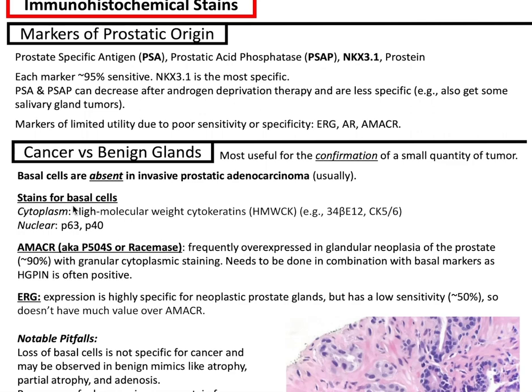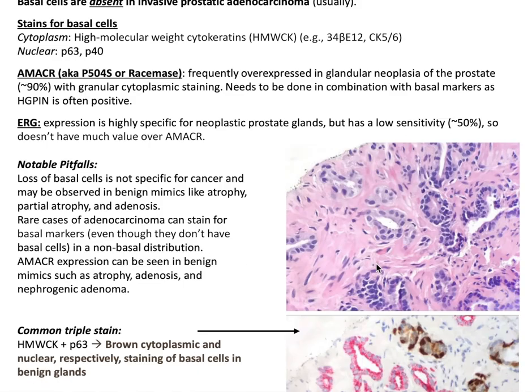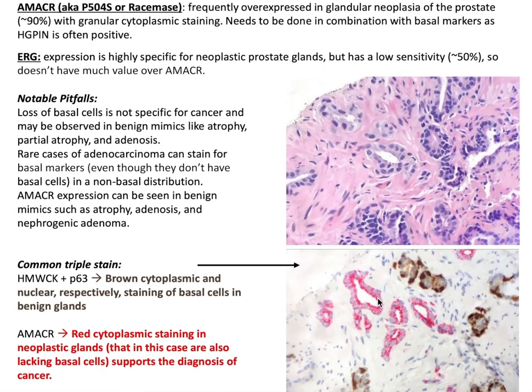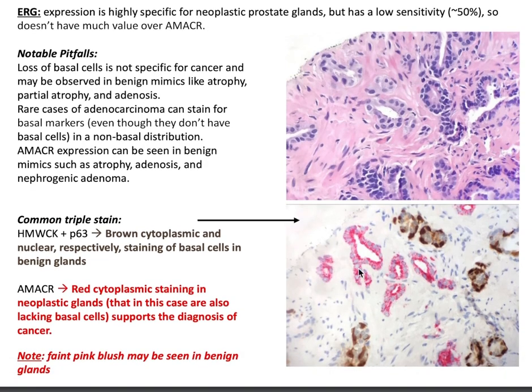IHC, if you're concerned for metastasis, you can consider getting NKX3.1, which is the most specific. Cancer versus benign glands. So if you get a triple stain where you'll have a high molecular weight cytokeratin P63, that'll stain the basal cells. So the high molecular weight cytokeratin will stain the cytoplasm, and P63 will stain the nuclei. AMACR will stain the cytoplasm of the neoplastic glands. So cancer will have AMACR positivity with the absence of basal cell markers.